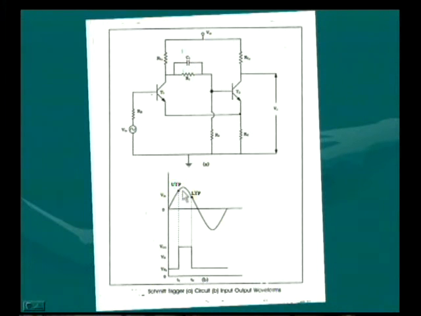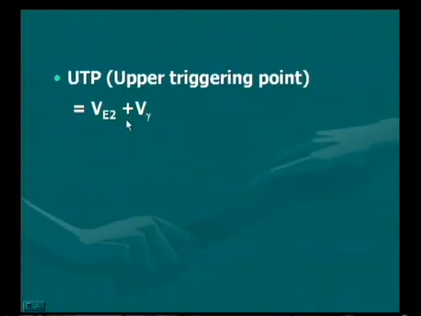It is a positive going sinusoidal signal. That means the voltage at the base of this transistor T1 is gradually increasing. When it is increasing and attains a value just greater than VE2, which is available at the emitter of T1, that is the drop across this emitter resistor, then the base-emitter junction will be forward biased. The voltage at which the transistor T1 can be switched on is called the upper triggering point. So upper triggering point means VE2 plus V gamma.